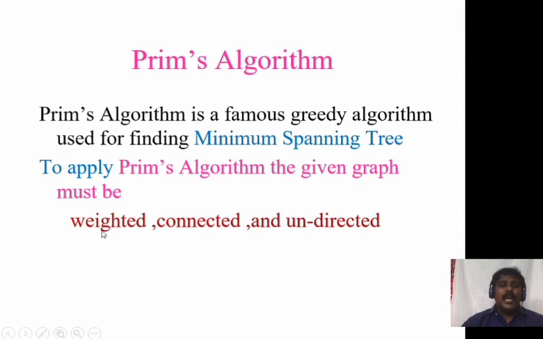That is, it must have a weight. If we take two vertices, the edge must have a weight, the graph must be connected, and it must be undirected. Undirected means it must not have any direction. So these are the three important points we have to keep in mind in doing both Prim's algorithm and Kruskal's algorithm. The first point is weighted, then connected, and then undirected.